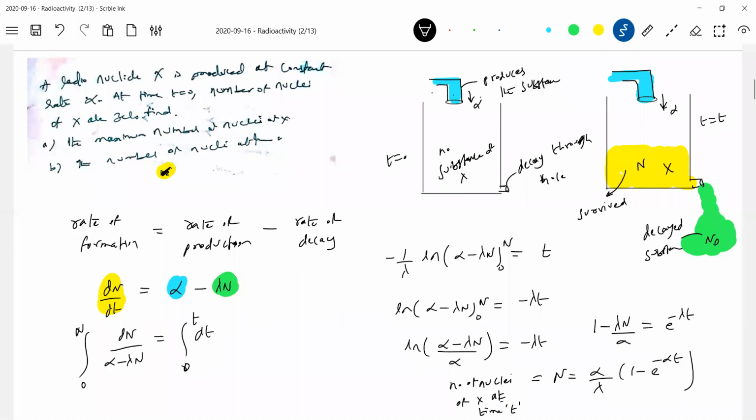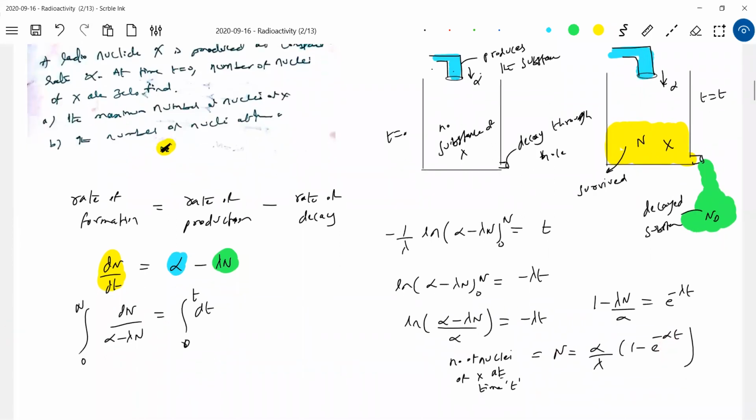The maximum number of nuclei of X. When will it be maximum? I think you know very well, no? Like in fluid dynamics, when the level of water will be maximum: when the rate at which the water enters from the tap is equal to the rate at which water flows out from the hole. So however many nuclei are produced, those many nuclei decay. Then what happens to the amount of substance? It will remain constant. And when will that happen? T equal to infinity. That's what he's saying. Put T equal to infinity, then you'll get the maximum.